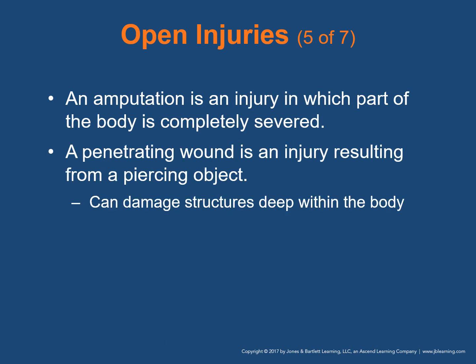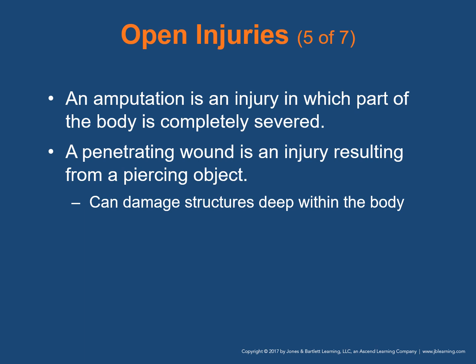An amputation is an injury in which part of the body is completely severed. You can easily control bleeding from some amputations, such as the fingers, with direct pressure and pressure dressings. If there is massive bleeding, you should stop the bleeding, which often requires a tourniquet, and treat the patient for hypovolemic shock. Make sure that you're familiar with tourniquet procedures and policies in your area.